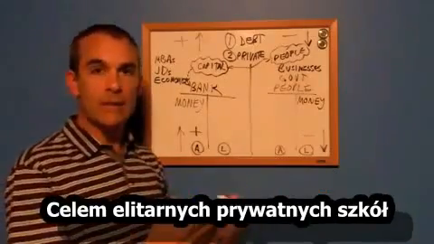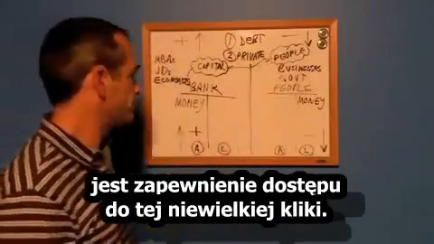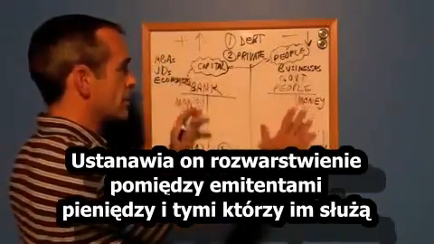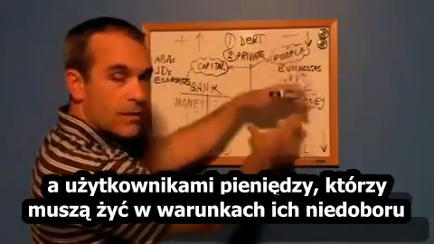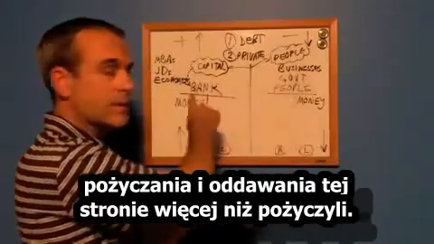The purpose of private elite schooling is to gain access to this little clique. So that's the basis of our monetary system. It's the basic divide that it sets up between the money pushers over here and the people that serve the pushers, versus the money users that have to be in a scarcity condition, borrowing and paying back more than they borrow back to this side.